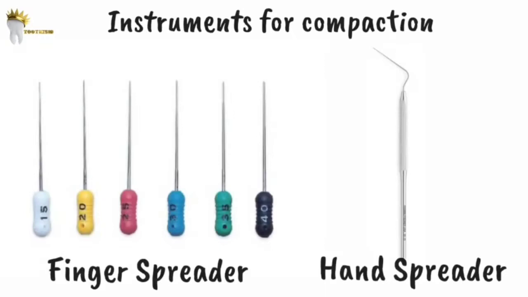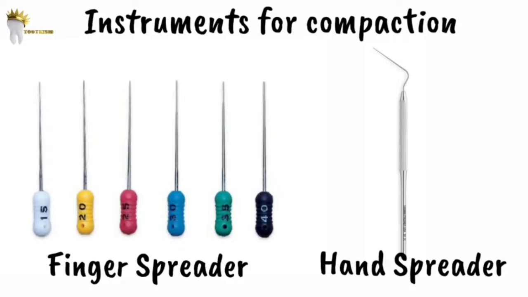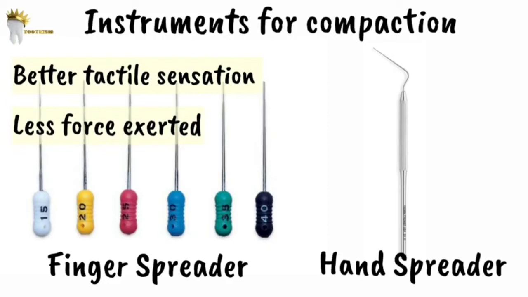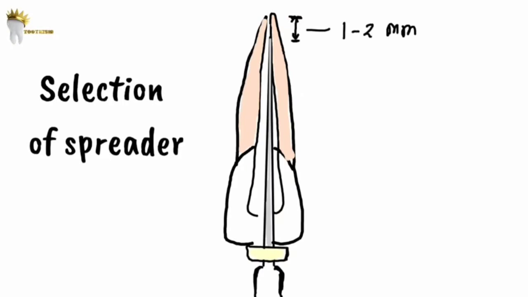Now the instruments which we need for the compaction of the gutta percha are called spreaders. There are hand spreaders and finger spreaders. The use of finger spreaders is recommended because they provide a better tactile sensation. They are also less likely to exert excessive force on the root. The spreader should fit within 1 to 2 mm of the working length, and when it is first placed alongside the master cone, it should be 1 mm short of the length of the master cone. This is how the spreader is selected.